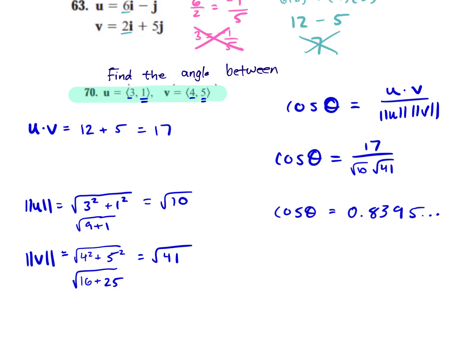This is not our angle that we're looking for. This is cosine of the angle. So to find what our angle is, we have to do the inverse cosine. So that cosine -1 button in our calculator. So inverse cosine of this answer gives us theta equals 32.9 degrees.